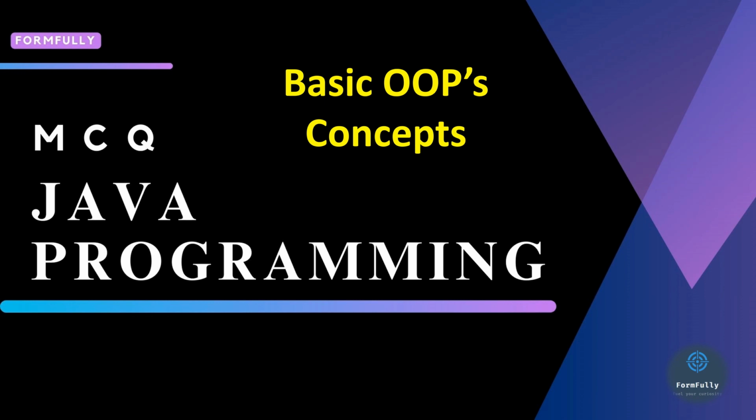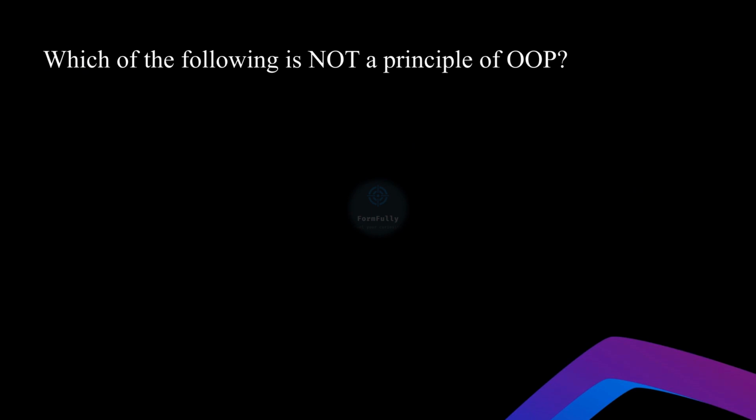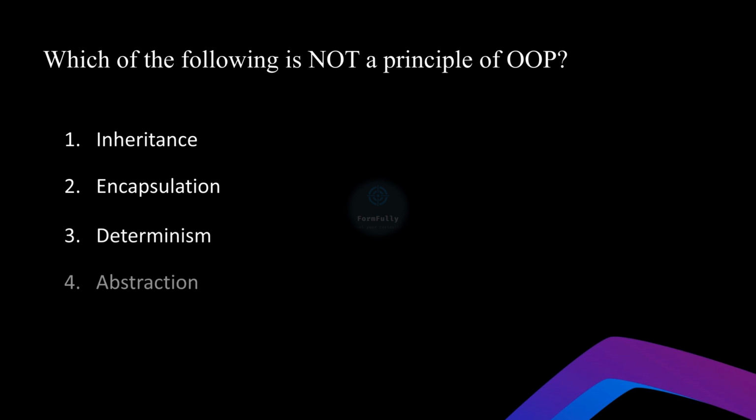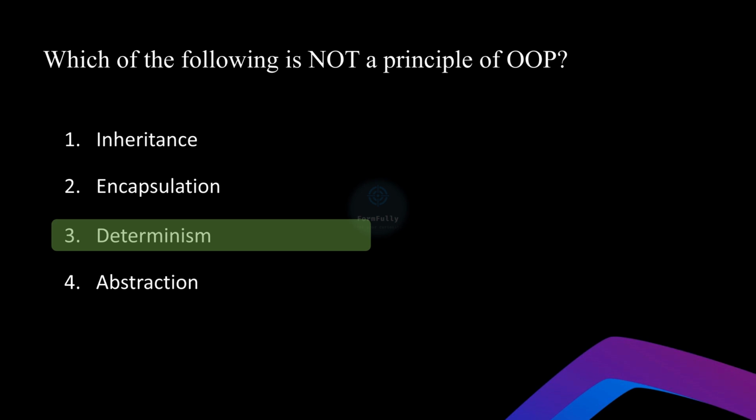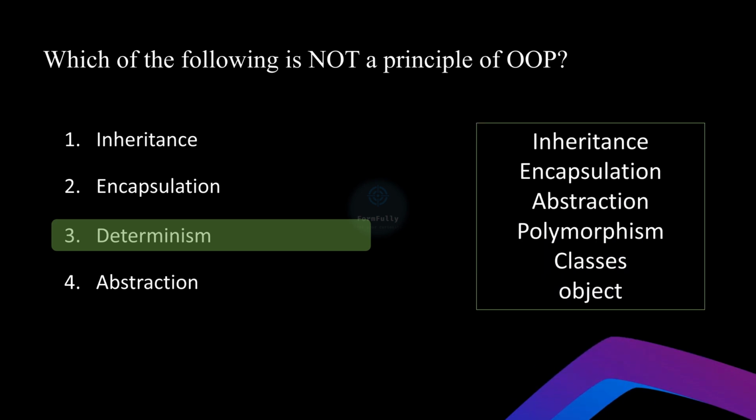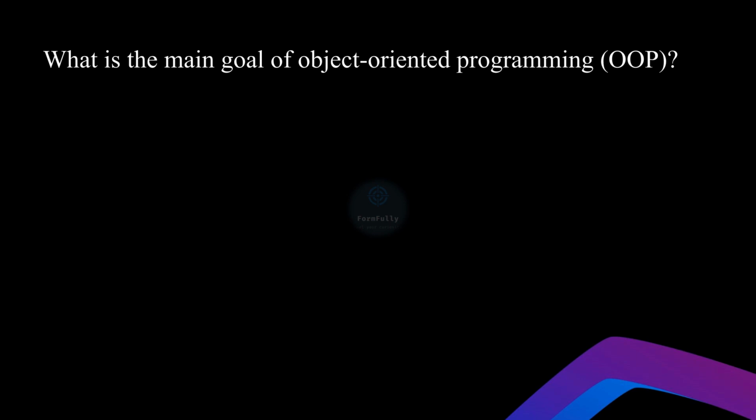Let's get started with the first MCQ. Which of the following is not a principle of OOPs? Inheritance, encapsulation, determinism, abstraction. And the correct option is determinism because the principles of OOPs are inheritance, encapsulation, abstraction, polymorphism, classes, objects.